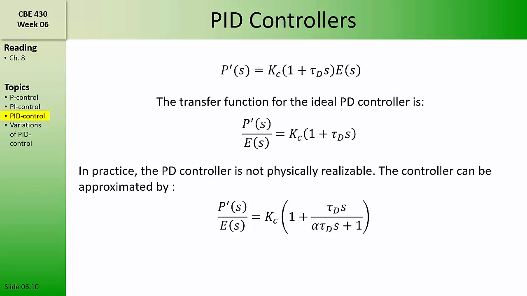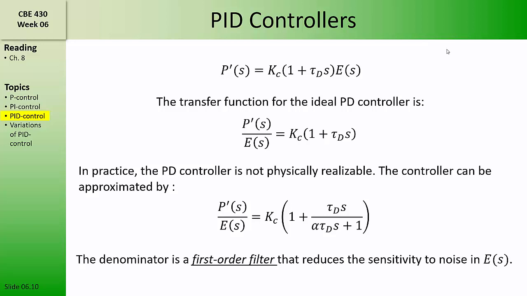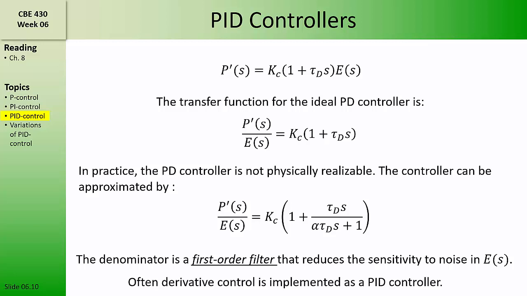The reason that the ideal PD controller is not really physically realizable is because it requires instantaneous knowledge of the derivative of the error signal, and we cannot instantaneously know the derivative of the error signal without knowledge of where it is going in the future, or in which direction the error signal is changing. We can only know instantaneous values of the error signal. This first-order filter that appears in the denominator of the derivative element can reduce the sensitivity to noise in the error signal. PD control is actually not used very often. Often, rather, derivative control is implemented as a PID controller.